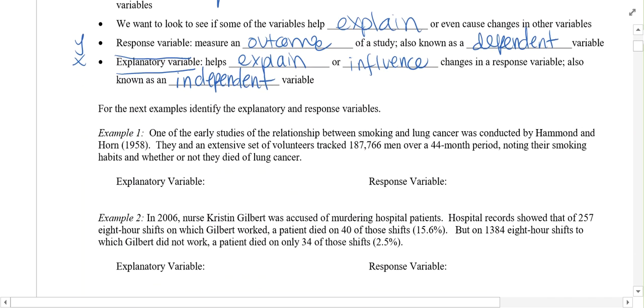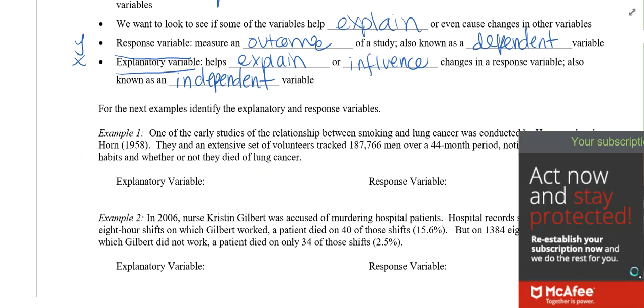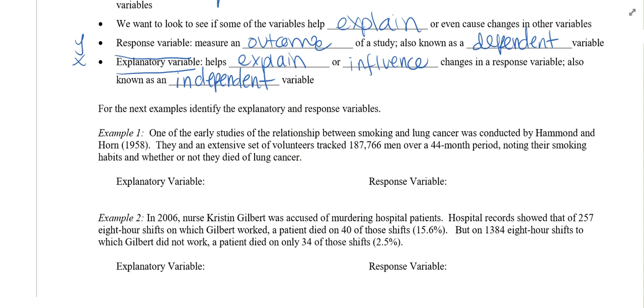Okay, so in the next examples, I want you to identify the explanatory and response variables. So one of the early studies of the relationship between smoking and lung cancer was conducted by Hammond and Horn. They had an extensive set of volunteers and tracked 187,766 men over a 44-month period, noting their smoking habits and whether or not they died of lung cancer.